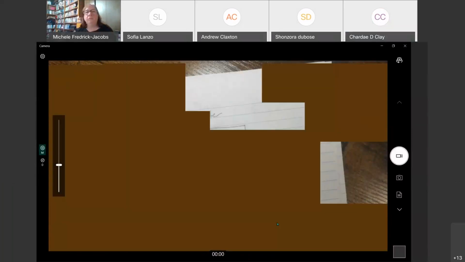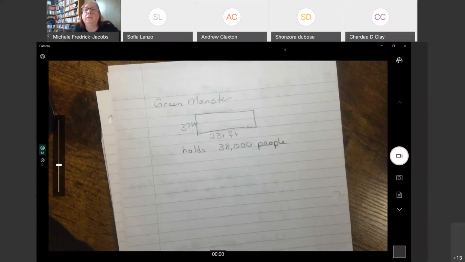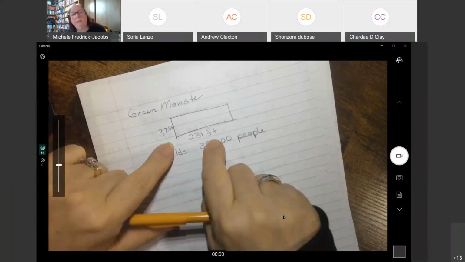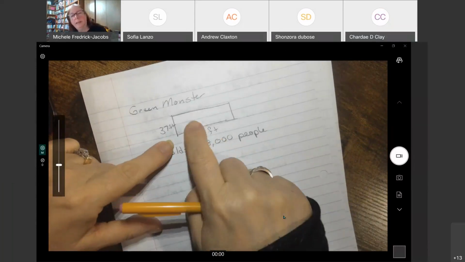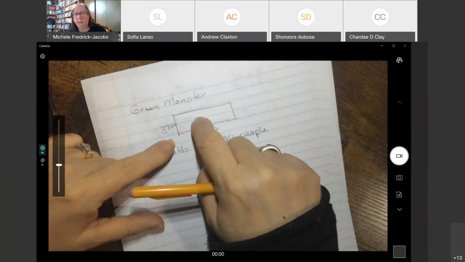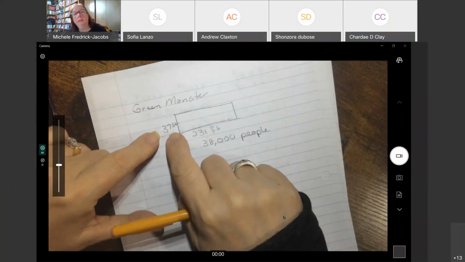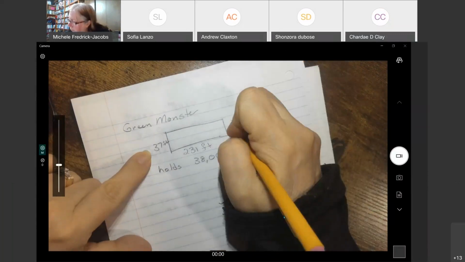So assuming this, and these were given in feet. The first thing I would do is find the area of this, because we're going to put eggs on it. And area is length times width.